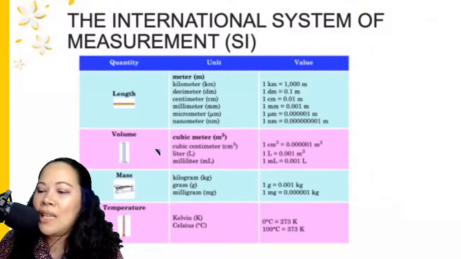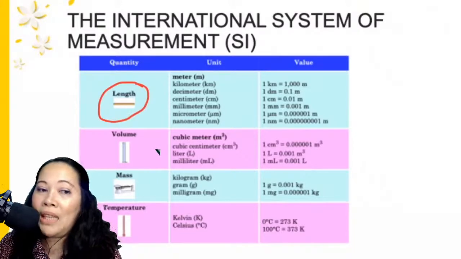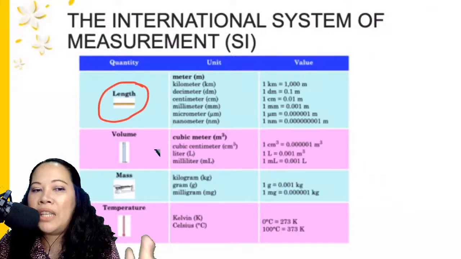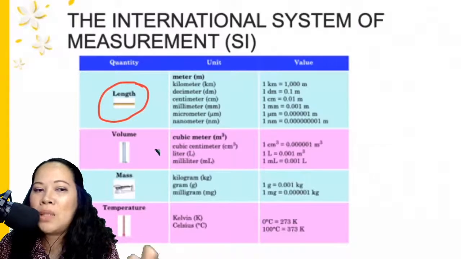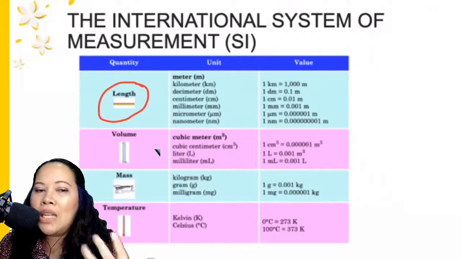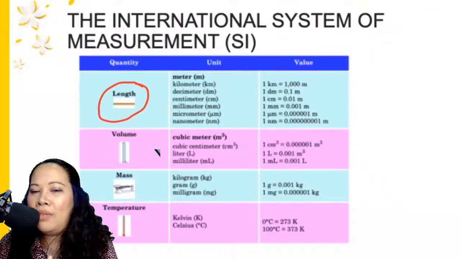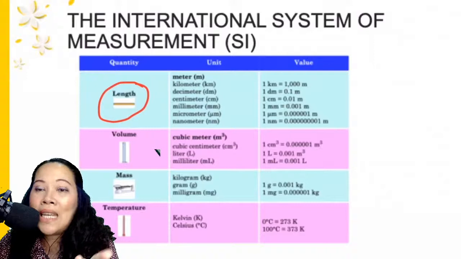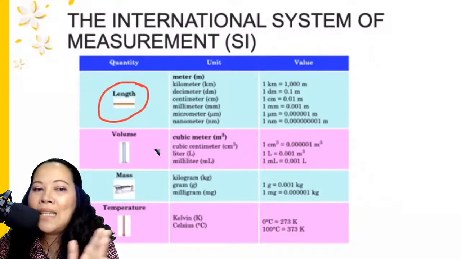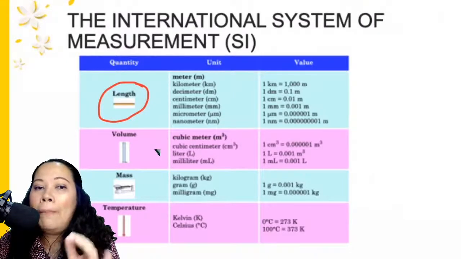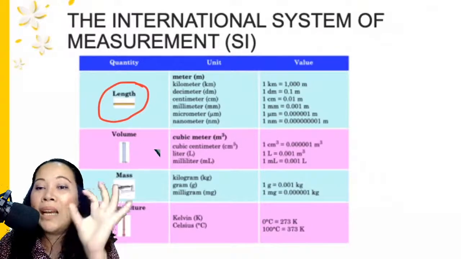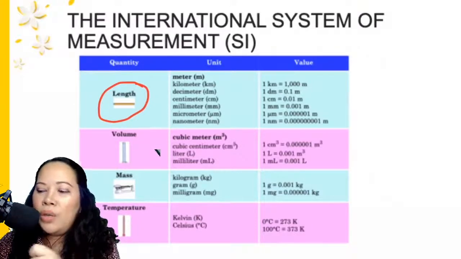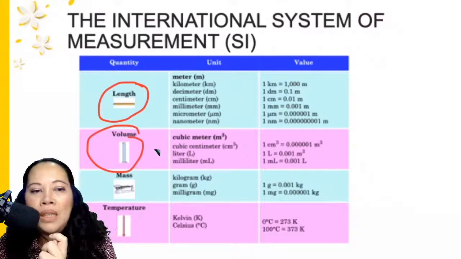Okay, so for example, for the quantity length, we have meters, kilometers, decimeters, centimeters, millimeters, and so on, and we have their equivalent values. Remember, kilo means thousand, deci means 10, centi means 100, and milli means thousand as well, but on a smaller scale. So you would know. As well as volume.